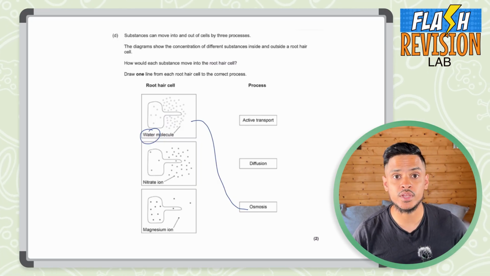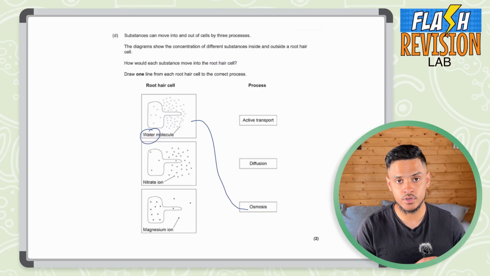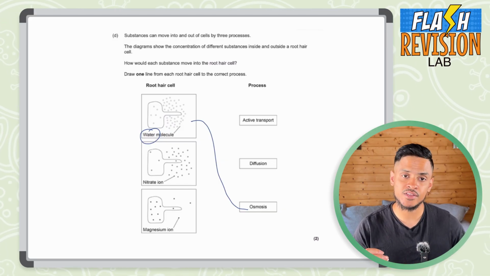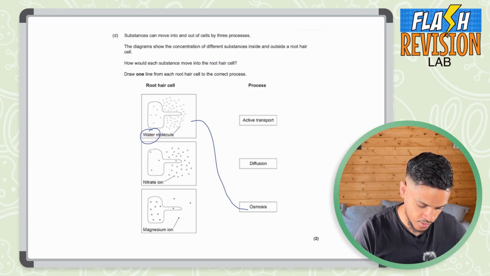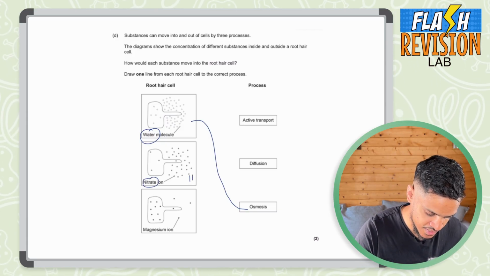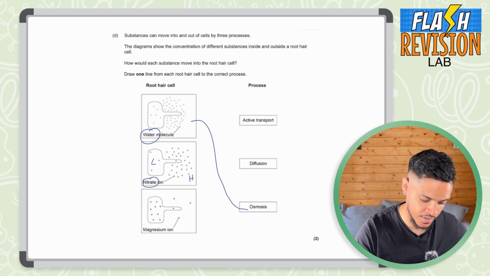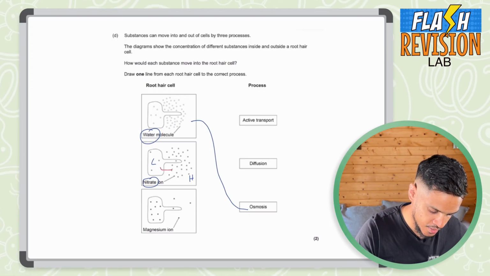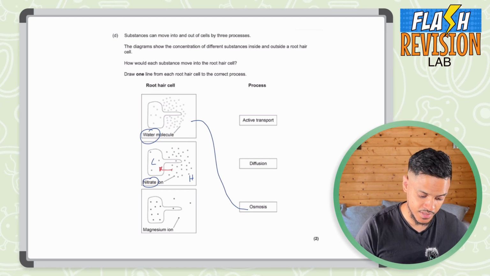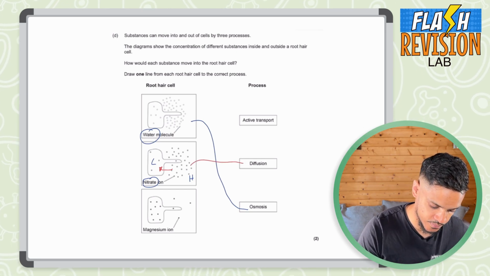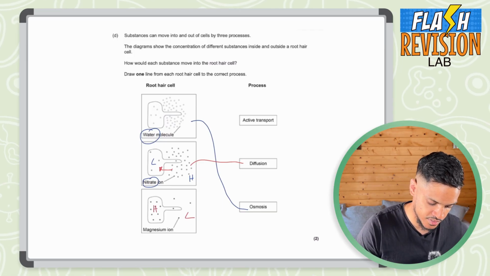Now, for the other two, we've got two different sets of ions. We need to look at which area has a higher concentration and which area has a lower concentration. So remember, the ions are trying to get into the root hair cell from the outside. So for the nitrate ion here, you can see there's a high concentration outside, there's a low concentration inside. So if the ions need to go inwards, then it's diffusion that's going to occur, because that's from high to low concentration.